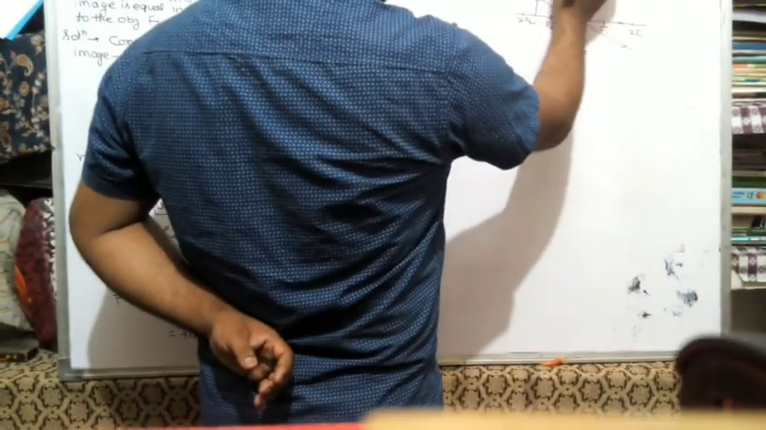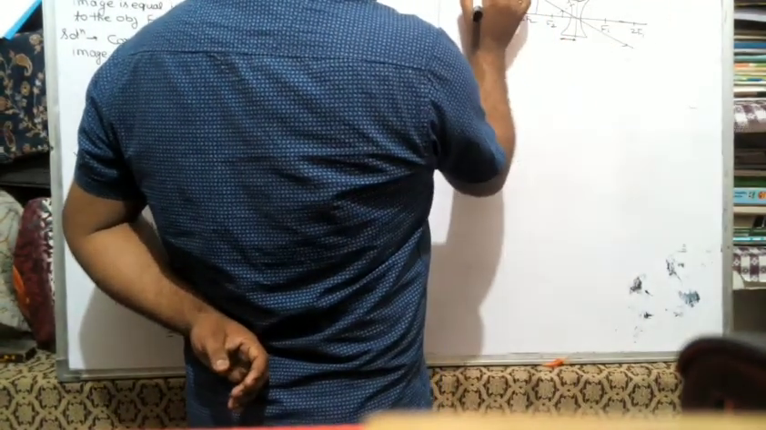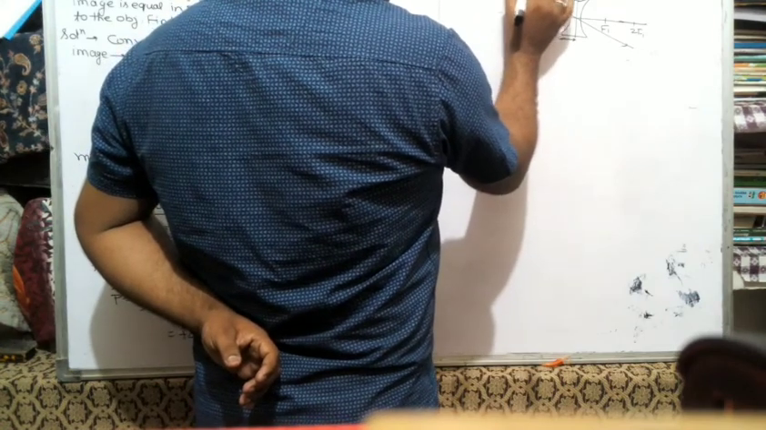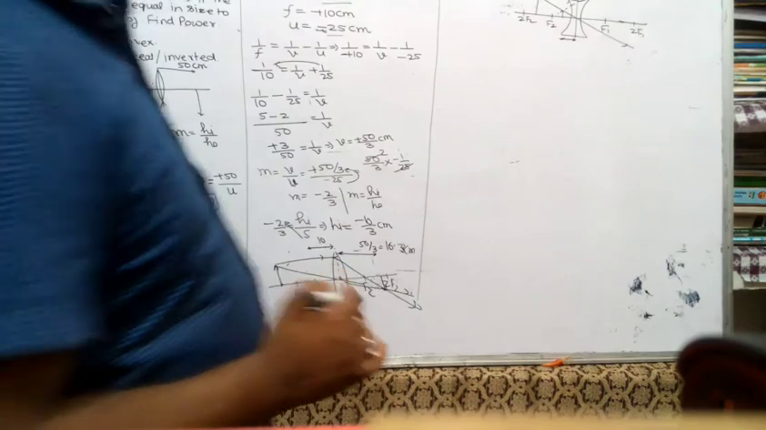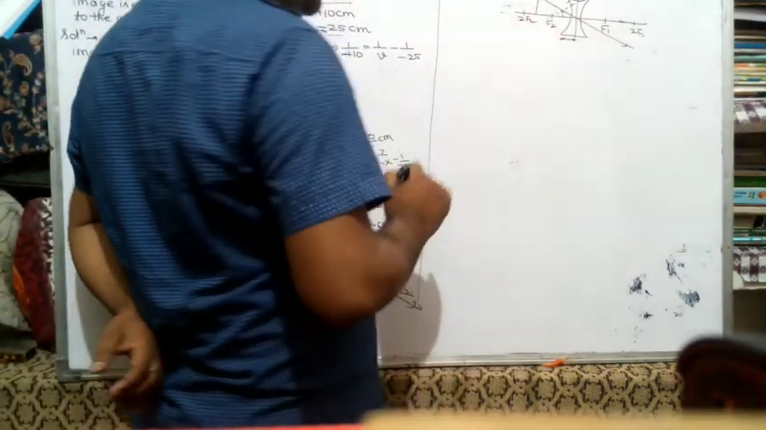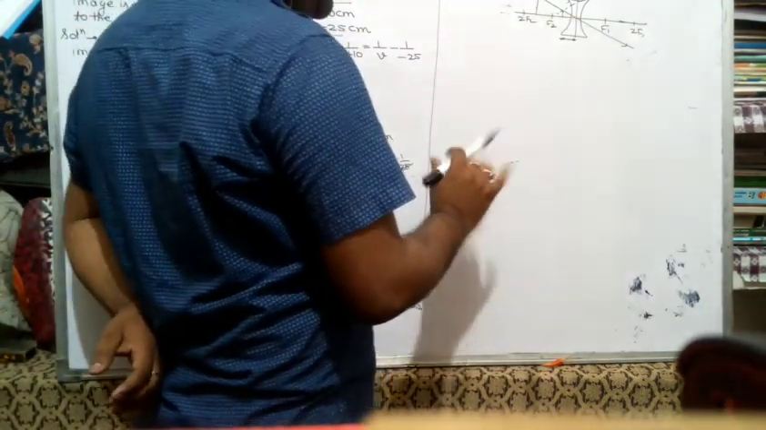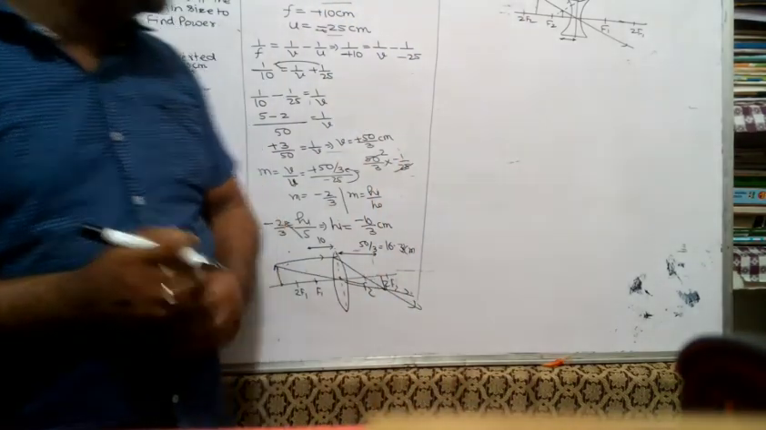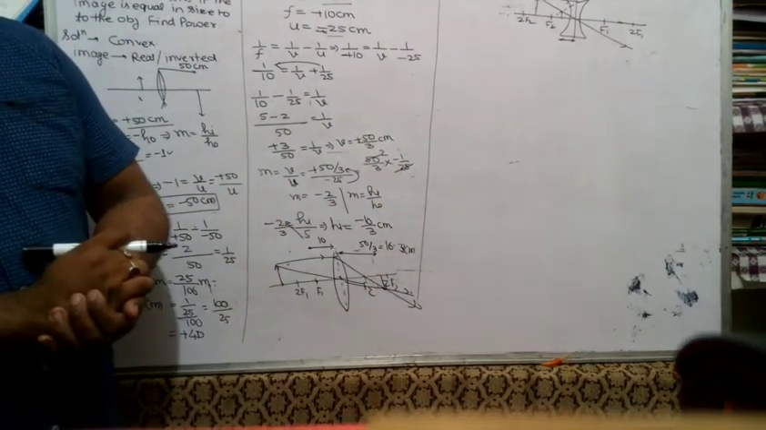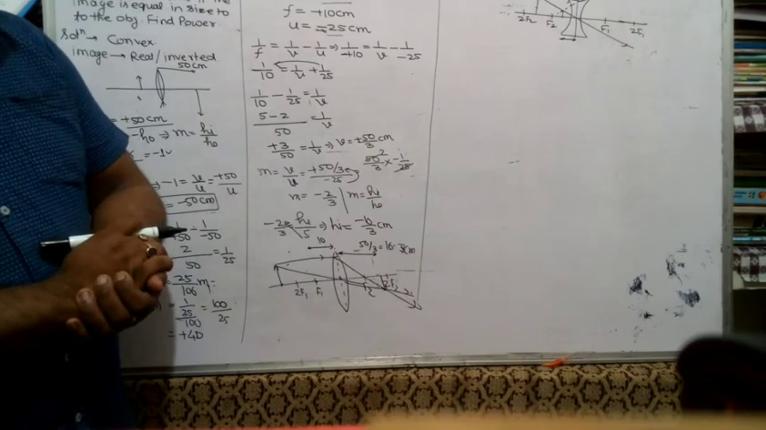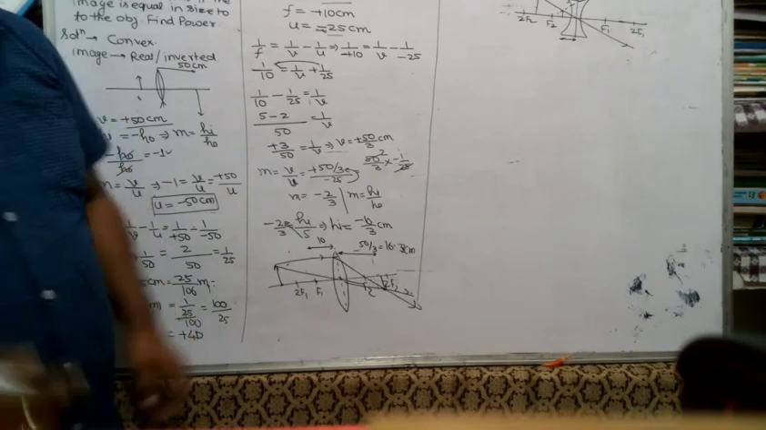Forms an image 10 cm from the lens. So v is equal to minus 10 cm. Why we have written minus sign? Understood beta? Because it is on left side by seeing the diagram. Now you have two values, focal length and final image position. With the help of these two, you can calculate the initial position.